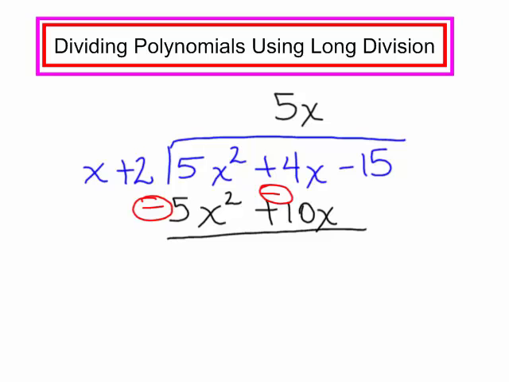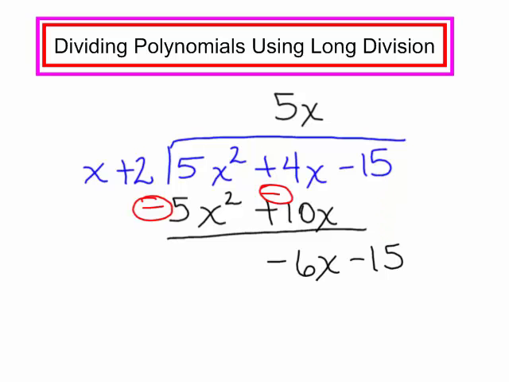So we will now have 5x squared and a negative 5x squared. They cancel. Positive 4x and a negative 10x, because I changed that sign, that will be negative 6x. And we bring down the next term from the dividend. And we do this all over again.